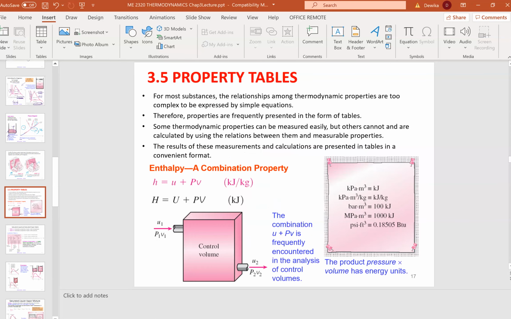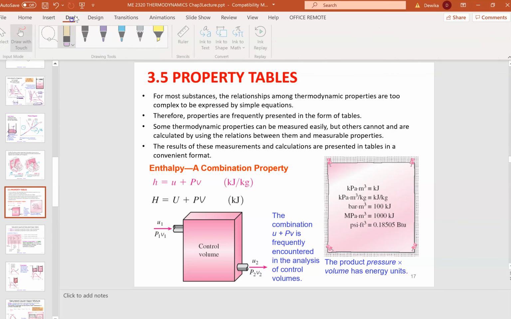Now we'll be moving on to chapter 3.5, which is on property tables.